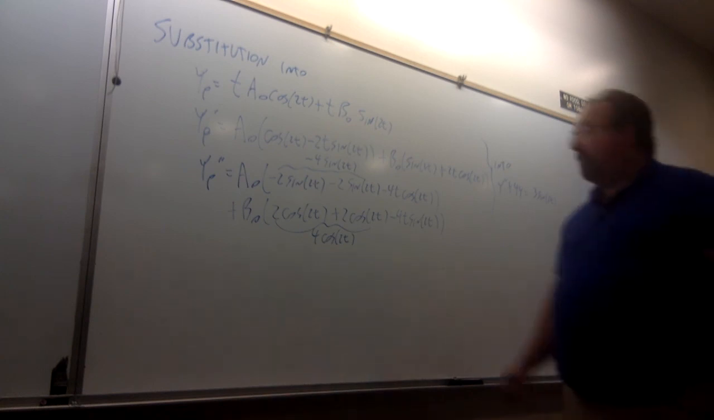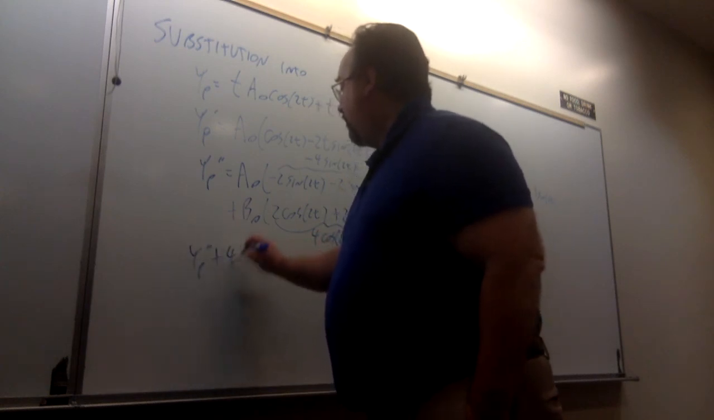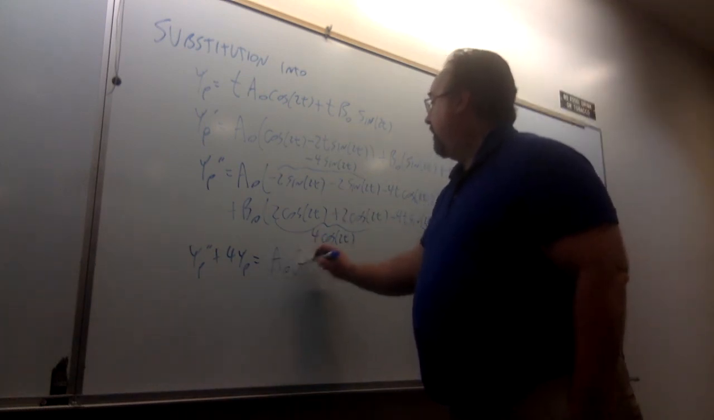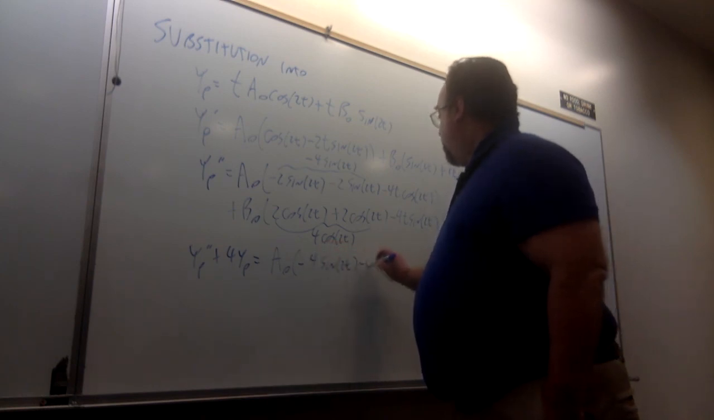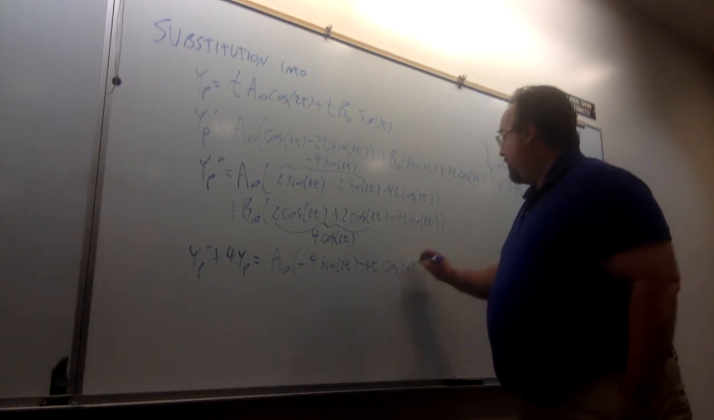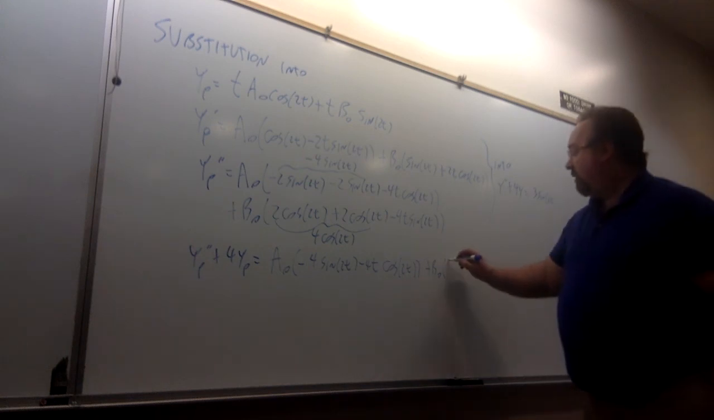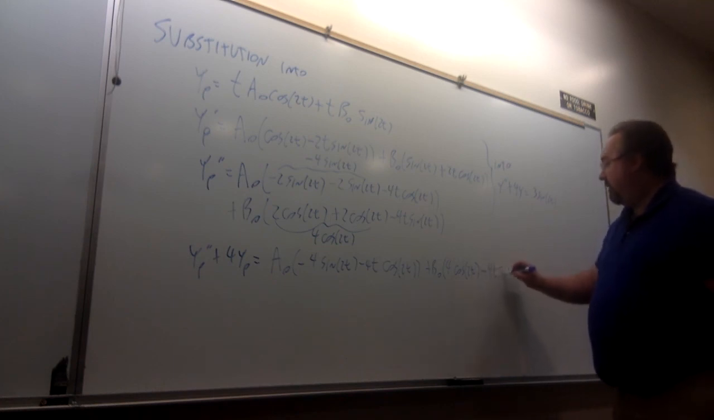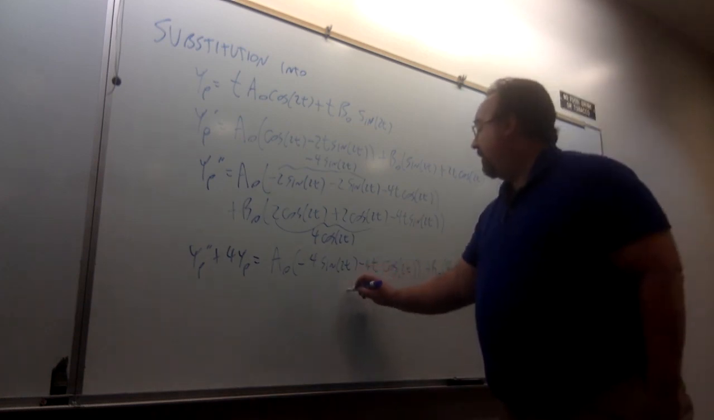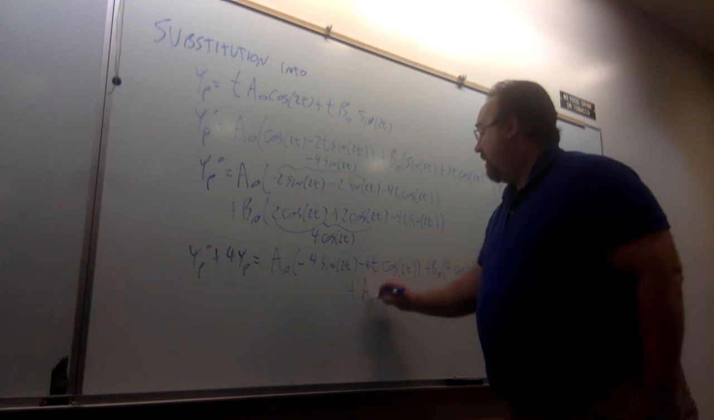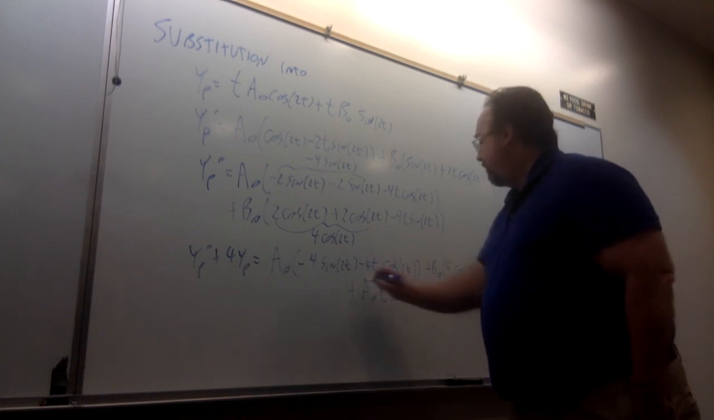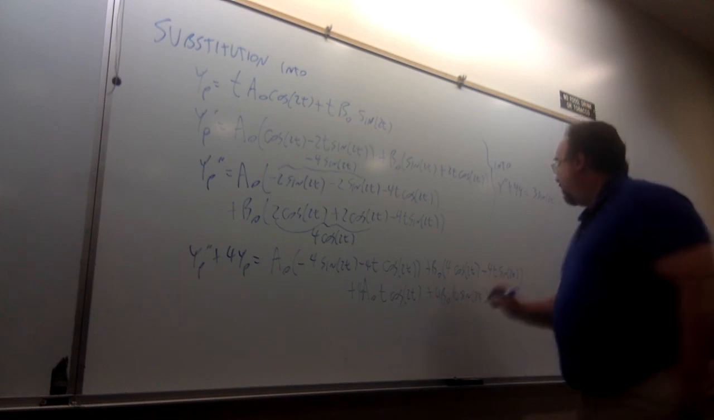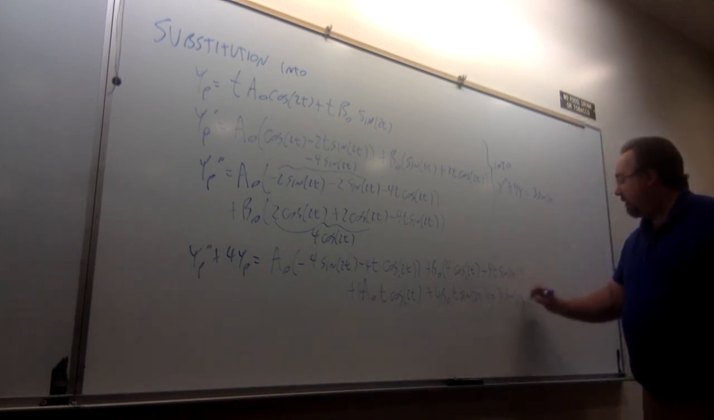Okay. So now, yp double prime plus 4yp. So that's going to be a0 times minus 4 sine 2t minus 4t cosine 2t, plus b0 times 4 cosine 2t minus 4t sine 2t, plus a0 t cosine 2t, oh, all that's times 4, plus 4b0 t sine 2t. And all of that is matched against 3 sine 2t.